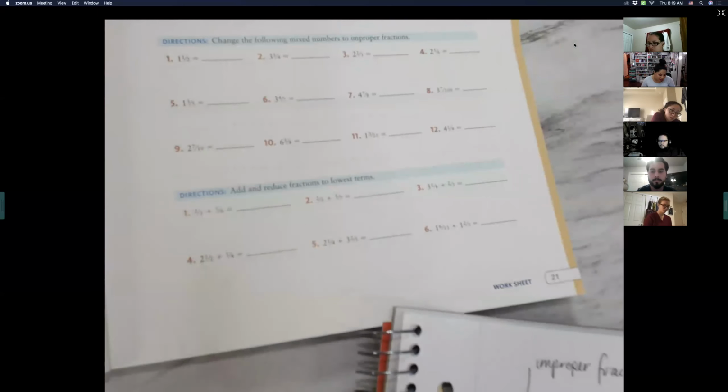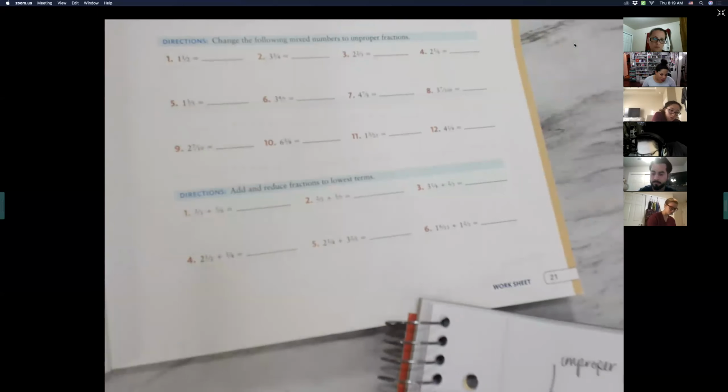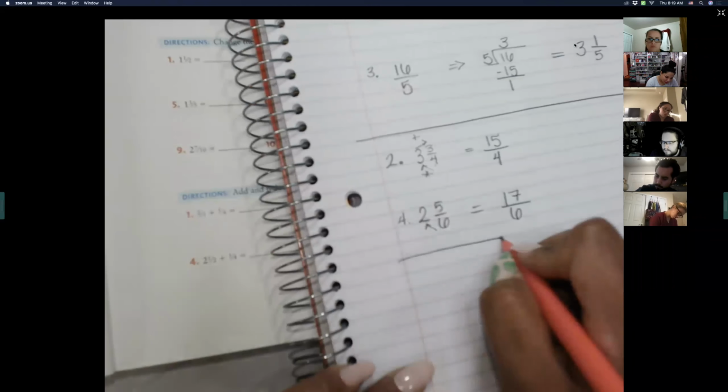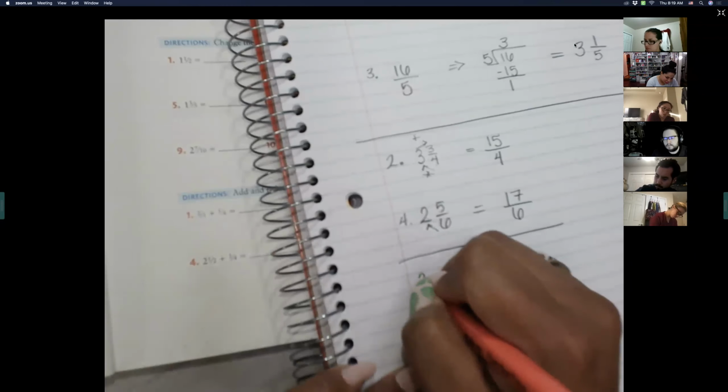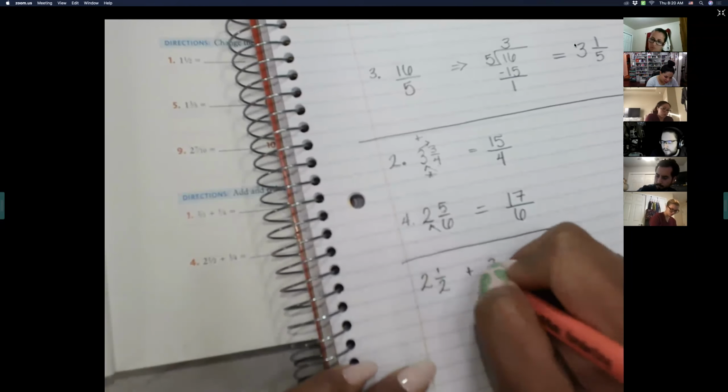I'm going to go ahead and take this question here, which I know you can't probably see. I'm going to write it out for you. But it wants us to add and reduce fractions to the lowest terms. So for this problem, it's asking us to add 2 1/2 to 3/4.